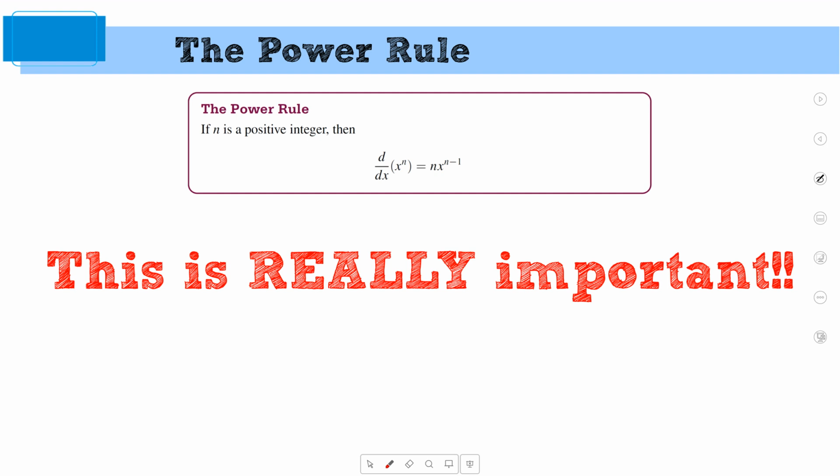If you're taking the derivative of a polynomial x to the nth, the derivative of that would be n times x raised to the n minus 1 power.